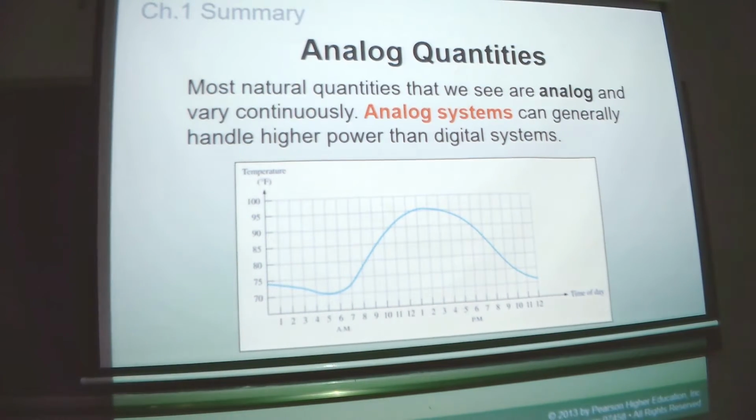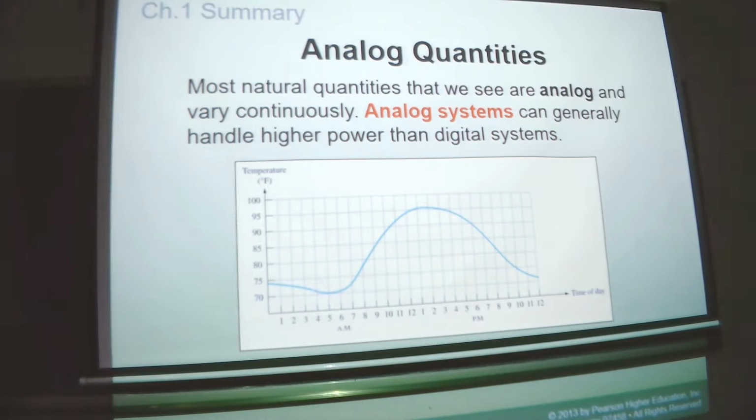Temperature and the water level, and so on. Analog systems can generally handle higher power than digital systems.